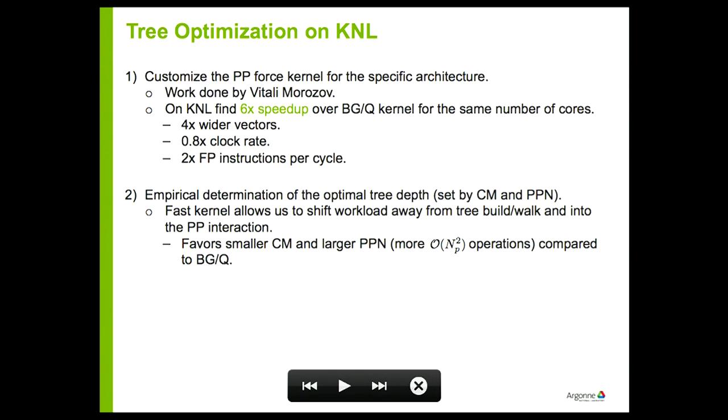And then the second thing that we need to do in our tree optimization is empirically determine the optimal values of CM and PPN. So what's nice about the KNL is that we have this highly efficient kernel, which is for the most part due to vectorization. The KNL is favoring smaller values of CM and larger values of PPN compared to the BGQ. So what that means is the KNL favors more shallow trees with fatter leaf nodes, which just means that it's disfavoring the complex tree build and actually favoring the n-squared PP interactions.